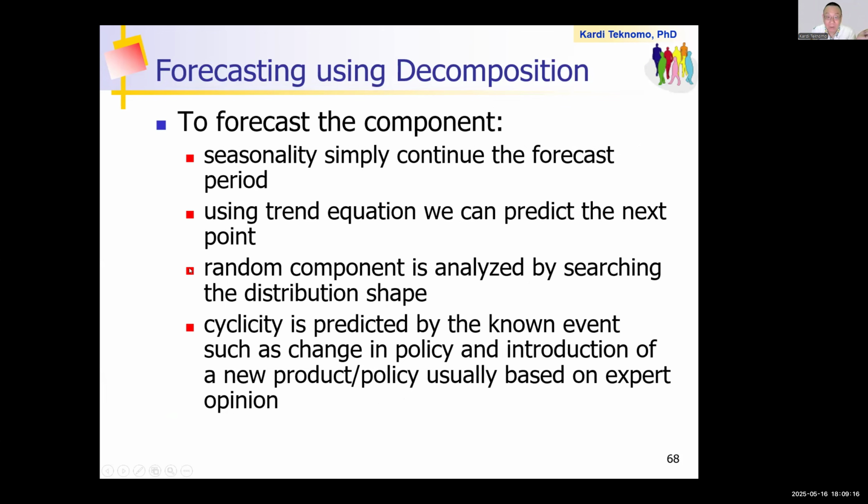You can analyze the randomness by getting the distribution shape. So you add additional randomness based on normal distribution or log normal distribution and so on. The same thing with cyclic. Yeah. So I give you example so that you can understand this.